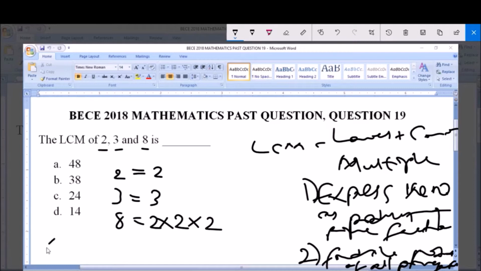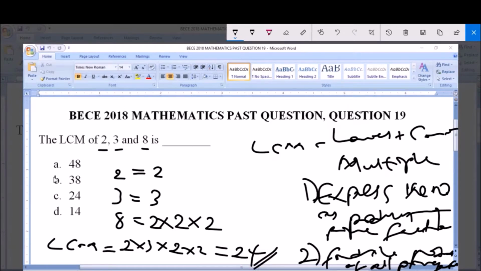So therefore, LCM now will be equal to what? It will be equal to 2 multiplied by the 3. Now normally you will say multiply by this 2, but no, because this 2 is already present here. So we move to the next 2, multiply by 2, multiply by 2, and this will give us what? Now we have 2 times 3 to give us 6, 6 times 2 to give us 12, and 12 times 2 to give us 24. So therefore, the LCM of 2, 3, and 8 is 24. That is, the lowest common multiple of 2, 3, and 8 is 24.